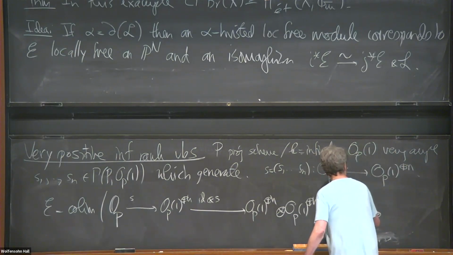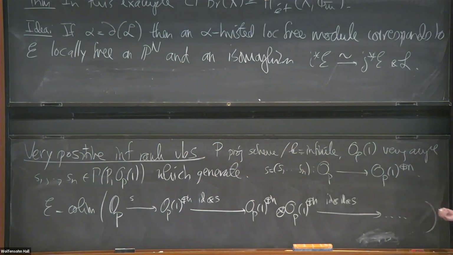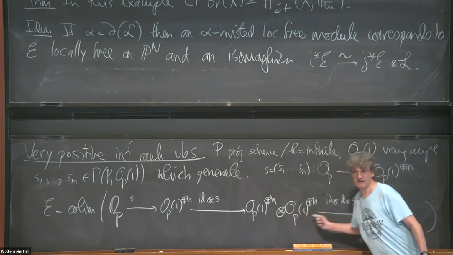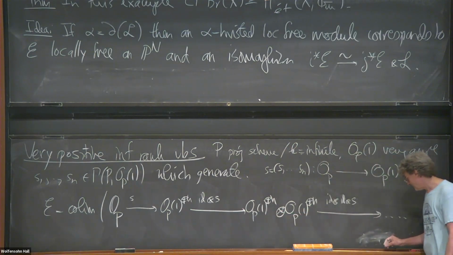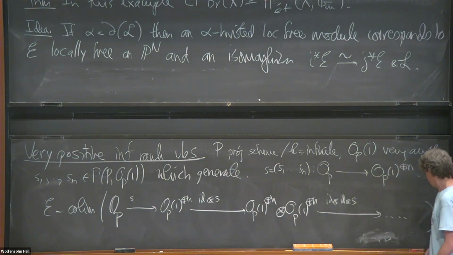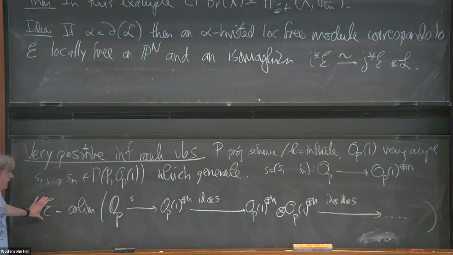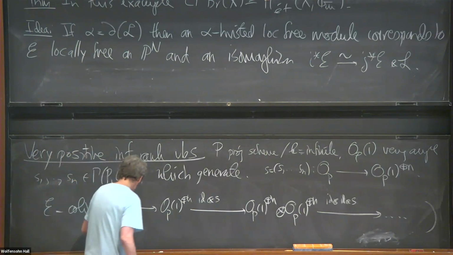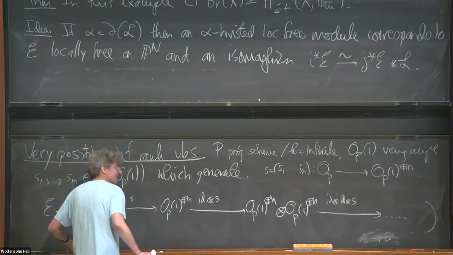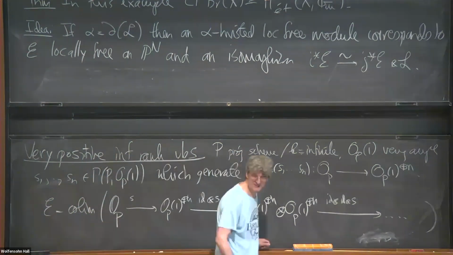Identity tensor S. Just keep having more and more tensor powers. Okay. And this is going to be my definition of a very positive infinite rank vector bundle on B, a projective scheme over the ground field. Okay, and it's well defined. This is already pretty bizarre.